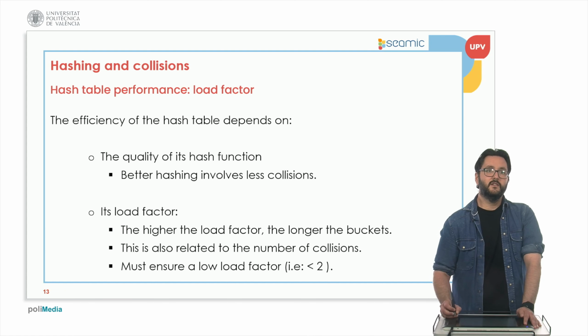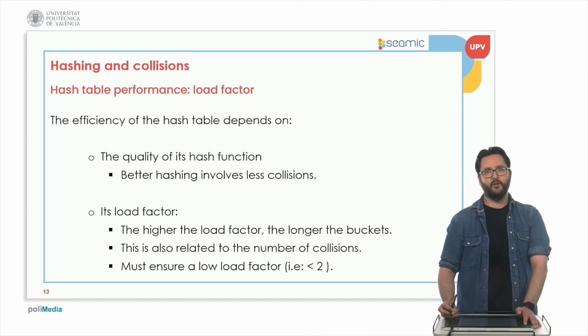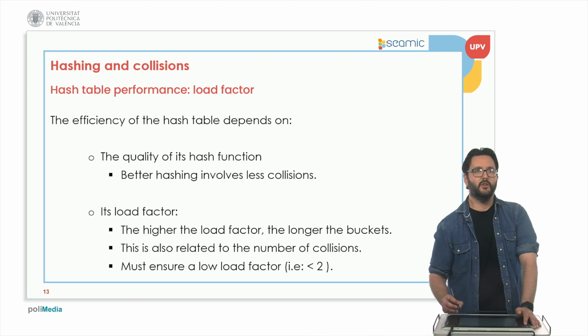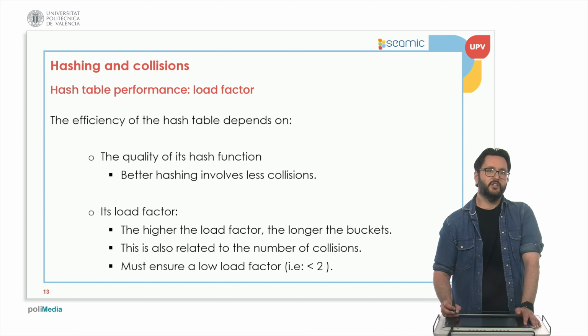In fact, the efficiency of the hash table depends on two concepts. First, the quality of its hash function, because better hashing involves fewer collisions and a better distribution of the elements. And second, its load factor. In this case, the higher the load factor, the longer the buckets, as I've mentioned before, and this is also related to the number of collisions. We have to ensure that the load factor is under a certain threshold. We will talk more about that later in this unit.